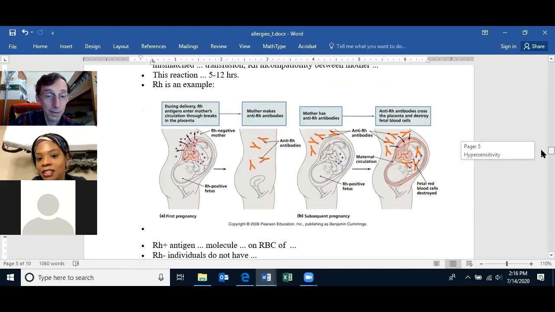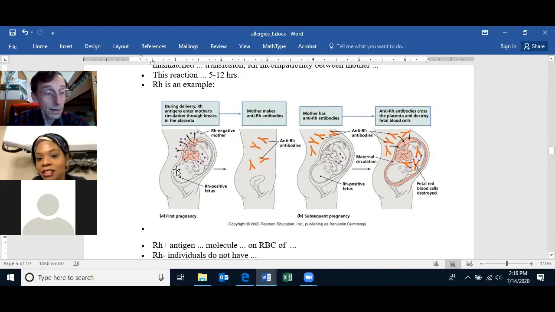And what can happen is there can be tearing of the placenta, and then the baby's blood, the fetal blood, can go into the mother. Or there can be other tearing of the placenta, or in an abortion, where the doctor goes in and they remove the fetus. Well, when they do that, they can have the fetal blood leave the fetus and go into the mother.